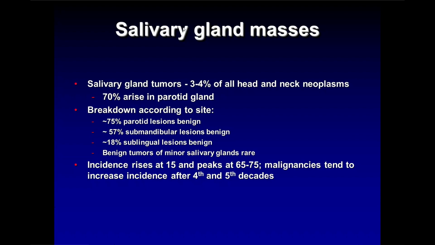Sublingual lesions infrequently tend to be benign, and so that's why for any lesions in these locations you want to have the appropriate threshold for perhaps dealing with a malignancy. The incidence of salivary gland masses rises at 15 and peaks at 65 to 75, whereas the malignancies tend to increase in incidence after the 4th and 5th decades.